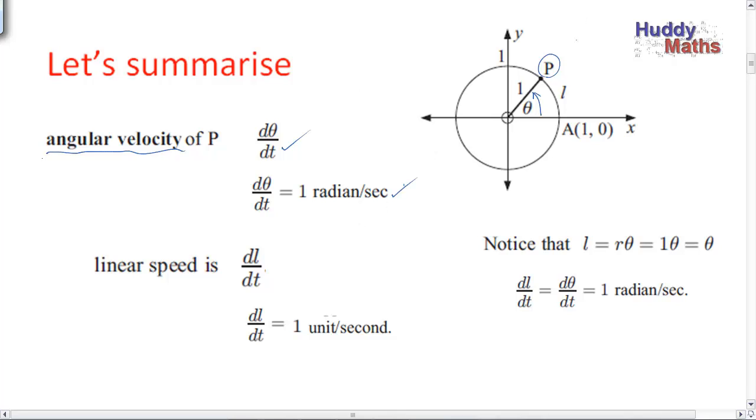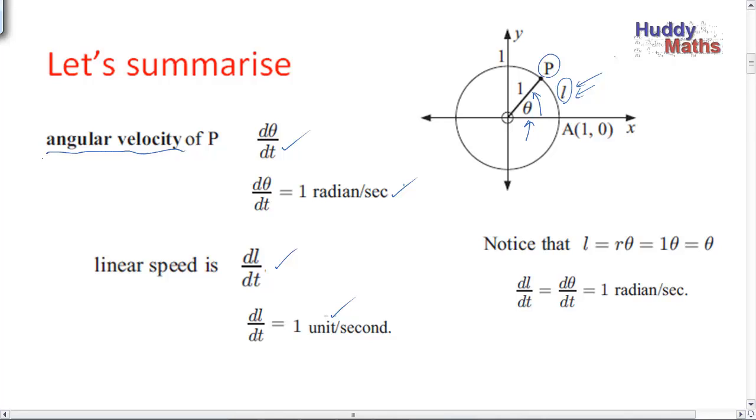The linear speed is how fast you're actually changing that linear movement around the circumference per second. In other words, centimetres per second, metres per second. So you're looking at the rate of change of L, actually travelling on this arc here. And that is 1 unit per second. And that is true because of the relationship in the unit circle between the measure of the angle and the arc length. The two are equal in a unit circle here.